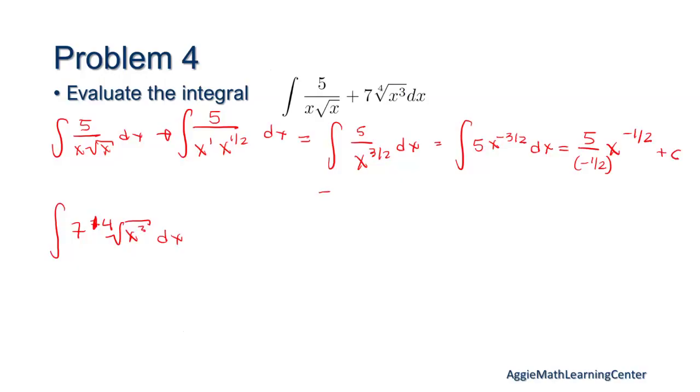I'm going to do 5 times, and then I'm going to flip that. Negative 2 over 1. So I have negative 10 times x to the negative 1/2 plus c. And that's just the same thing as negative 10 over the square root of x plus c. Okay, so now we have this first term. Now let's do the second integral here.